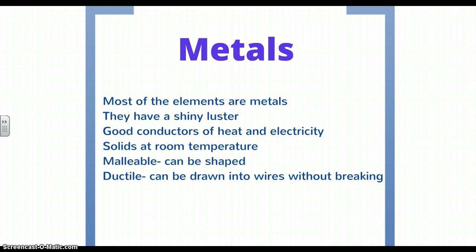Metals are malleable. We've talked about this. They can be shaped. You can pound them, and they still keep their structure. They don't explode into a million pieces. And they're also ductile. They can be drawn into wires without breaking, which is great. Like we talked about, copper is a wonderful conductor of electricity. So if you looked inside your TV cord, if you could slice that open, you would see a lot of copper wires. That allows the electricity to run through it very, very quickly.